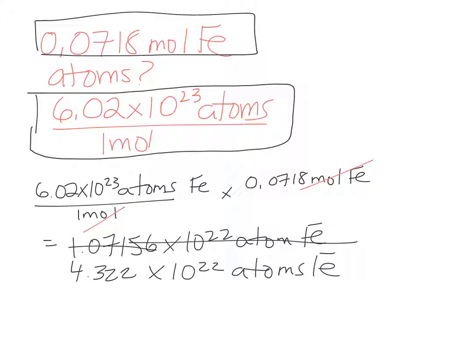How many significant digits can we have in our final answer? 3, from 0.0718. So 4.32 times 10 to the 22, and you didn't use any formulas.